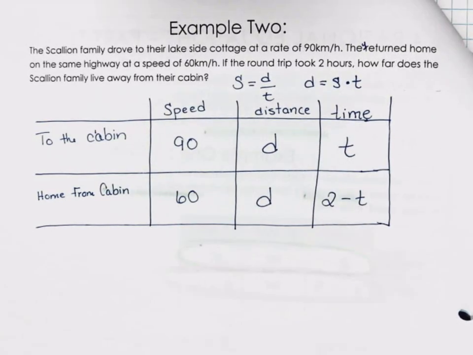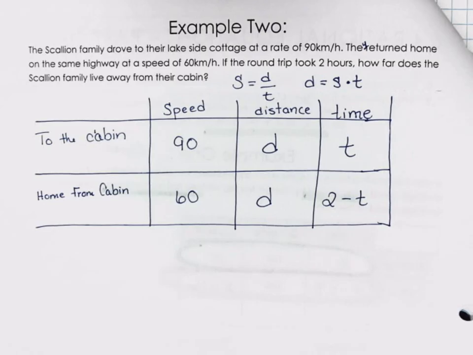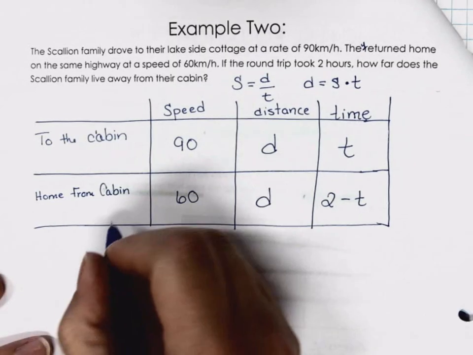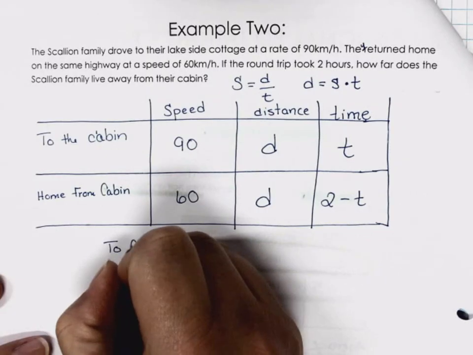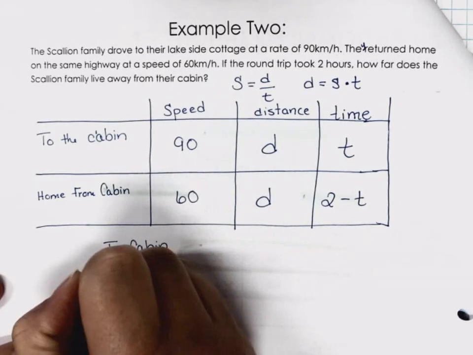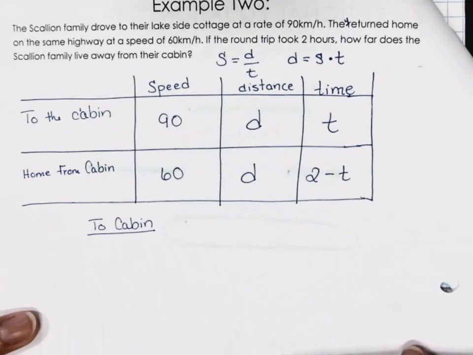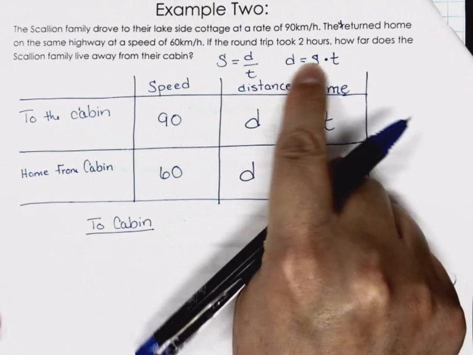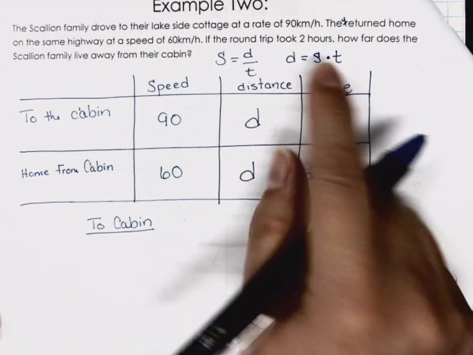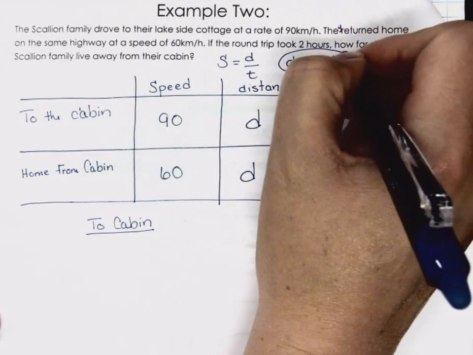So I can say with confidence those are both the letter D because they are both the exact same value. No one is picking up my cabin and driving it closer to town. I'm leaving it where it is. All right. Now I'm going to create a formula for to the cabin. And we said that we should rearrange it because we're solving for distance. So we're going to go in and we're going to use this formula.